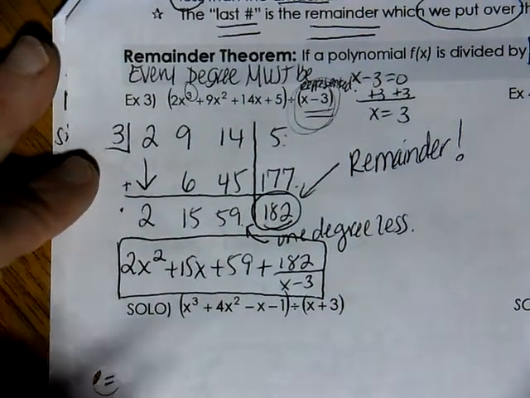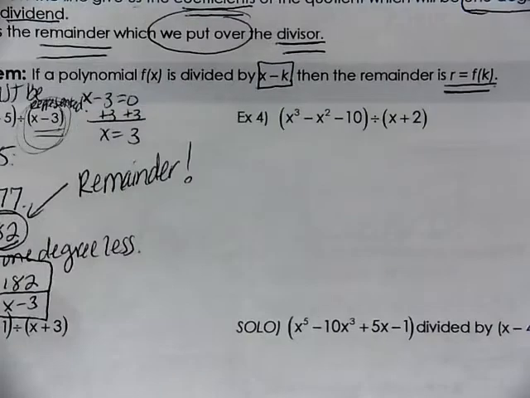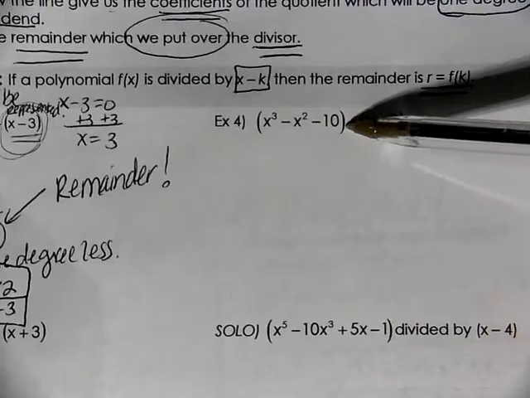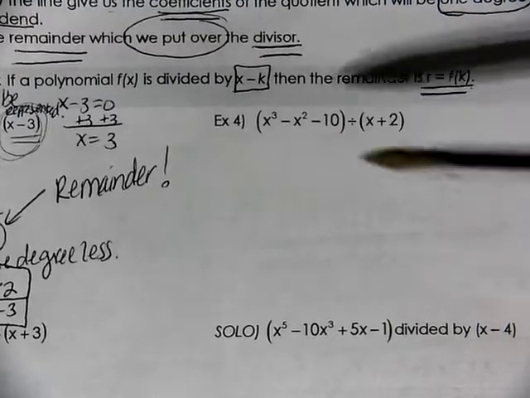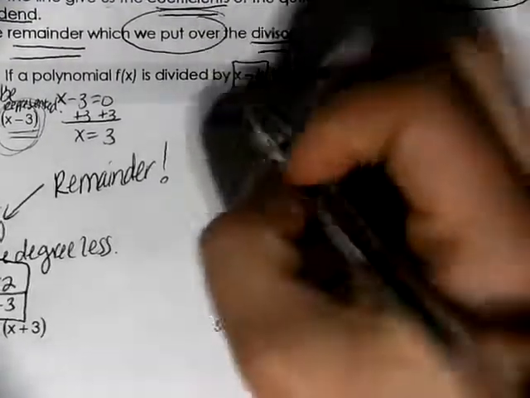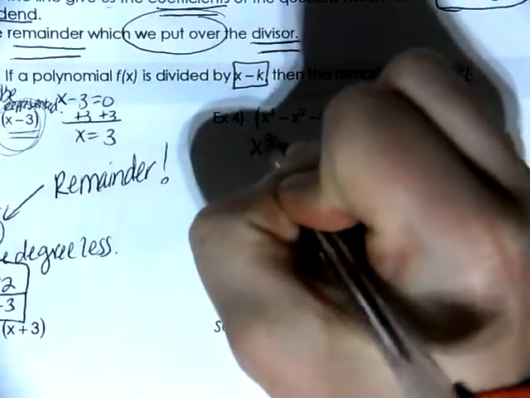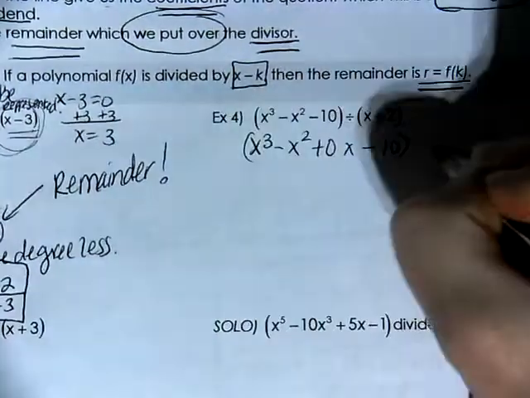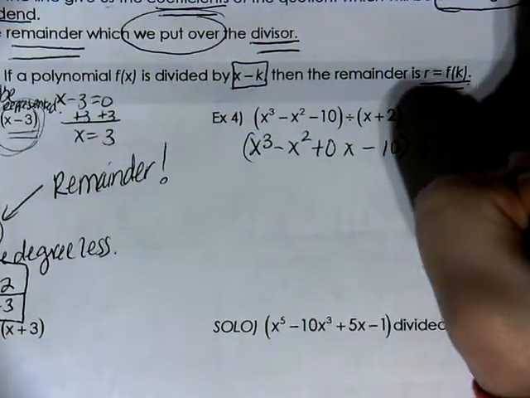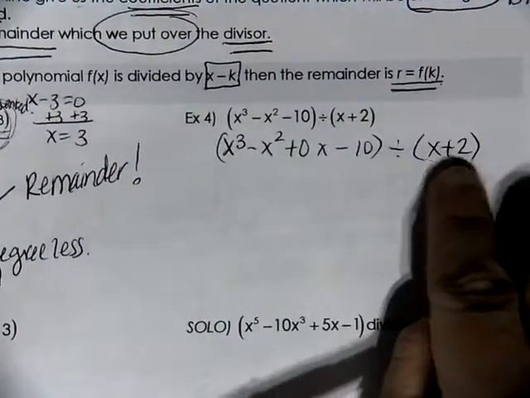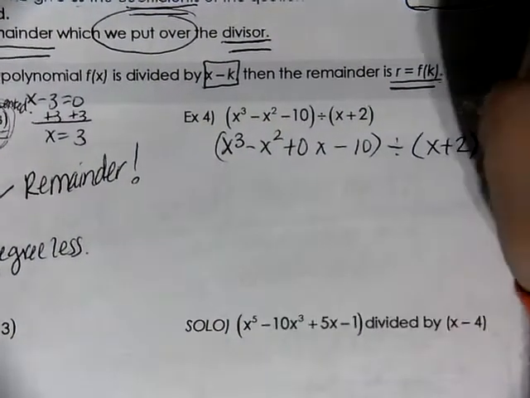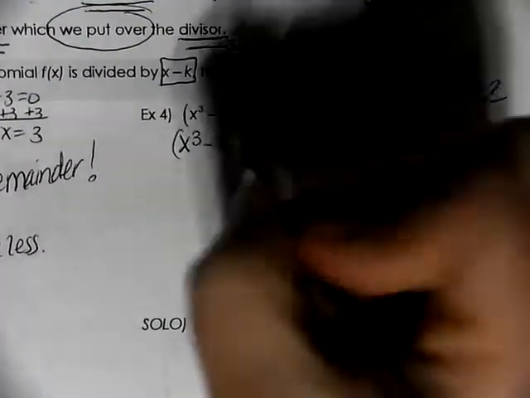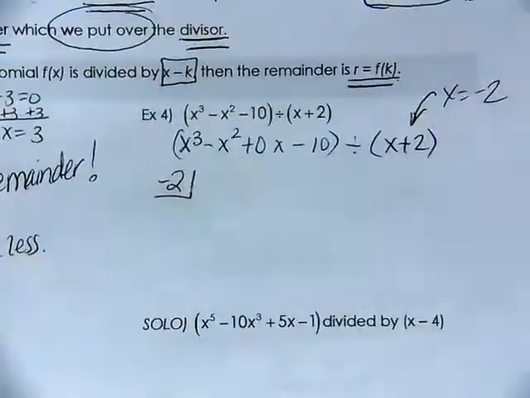Let's go ahead and look at example number 4. For example number 4, we need to make sure that every degree is represented. And I have a 3, a 2, and a 0. So I am missing some terms. So I'm going to write down that we have x to the third minus x squared plus 0x minus 10. And this is going to be divided by x plus 2. So you have to ask yourself, if I wanted to find what the 0 was, this is going to produce x equals negative 2. It's the opposite of what I see on the inside. And so negative 2 is going to go inside of the little box.